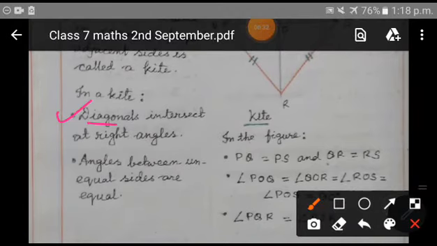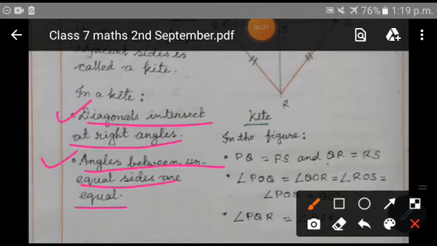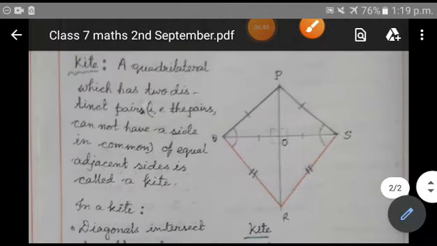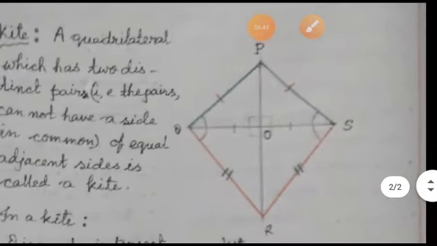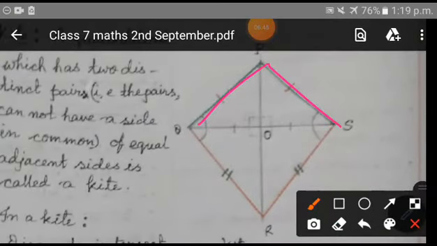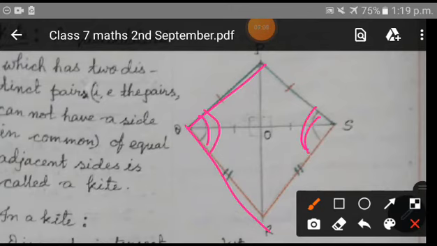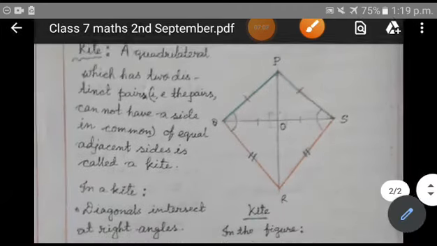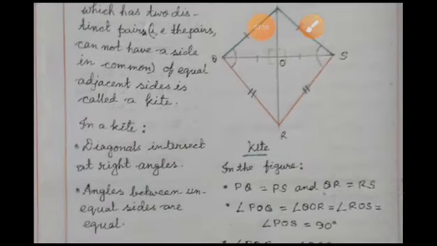So the properties are: the diagonals intersect at right angles and the angles between unequal sides are equal. So what are the unequal sides? Just look at the diagram. You know that this side and this side are equal, and again this side and this side are equal. Now if we come to the concept of unequal sides, that means PQ and QR, these two sides are unequal. So the angles formed in between them, that means angle PQR and angle PSR, are both equal. So we can say that the angles between the unequal sides are equal.